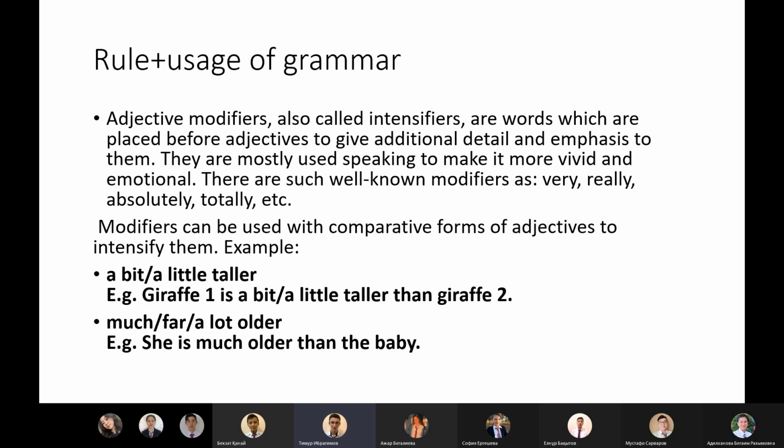So adjective modifiers, also called intensifiers, are words which are placed before adjectives to give them more details or emphasize them. They are mostly used in speaking to make speech more vivid and emotional. Well-known modifiers are very, really, absolutely, totally, etc. And we can also use modifiers in comparison, like here you can see the example.